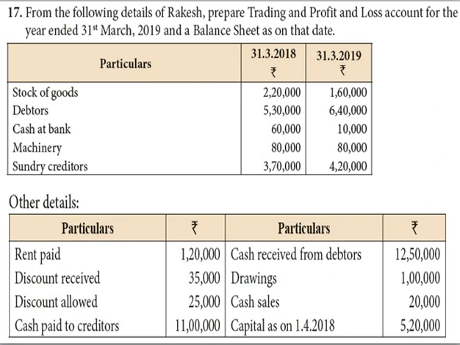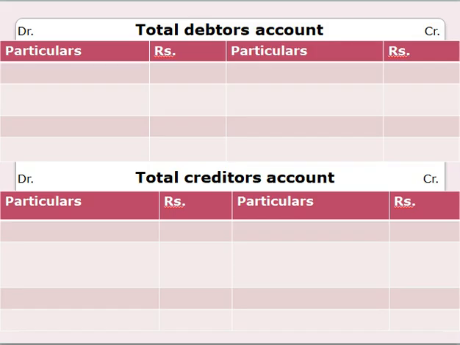And the other thing is, we want to find total purchases, but they didn't give the amount for cash purchases. So we want to find credit purchases alone. As we know, for the calculation of credit sales, we will use the total debtors account, and for the calculation of credit purchases, we will use the total creditors account.